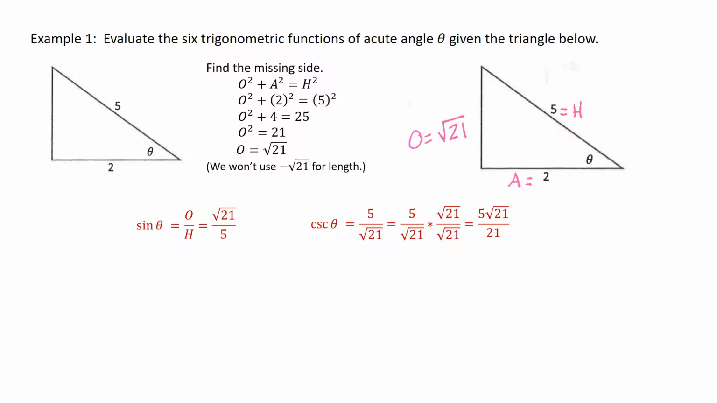But that is not simplified. We want to make sure that we rationalize this so we get that radical out of the denominator. So we're going to multiply the top and bottom by root 21, and that gives us 5 root 21 over 21.